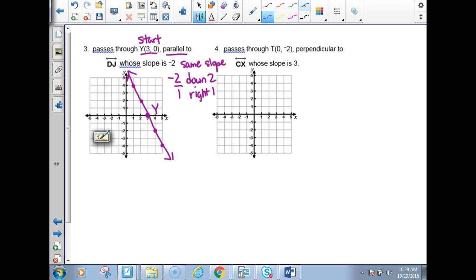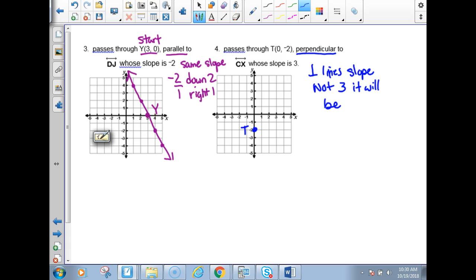All right, next one. Now I want to do a line that passes through the point 0, -2, which is on the y-axis here. That's where T is. But it needs to be perpendicular to a line whose slope is 3. Well, if the slope of this line is 3, the perpendicular line's slope is not going to be 3.